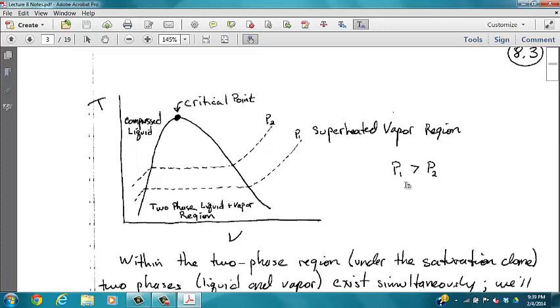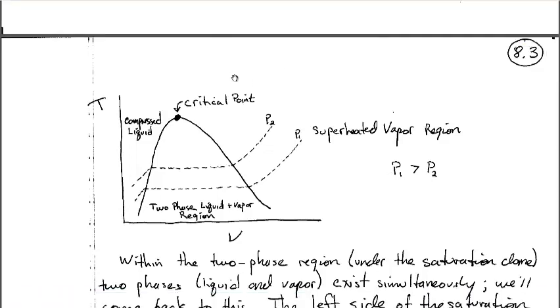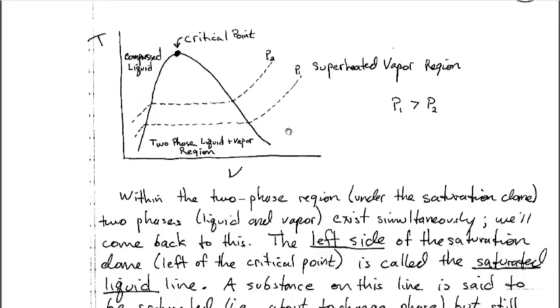Okay. Well, anyway, just make a note that that's a typo here, and that this should be P2 is greater than P1. So I should say that P1 is less than P2. My apologies for that. Okay, so P2 is greater than P1. And of course, the tip of this dome is the critical point. So the critical point, just like it's the tip of the vaporization line, it's also the tip of the saturation dome.